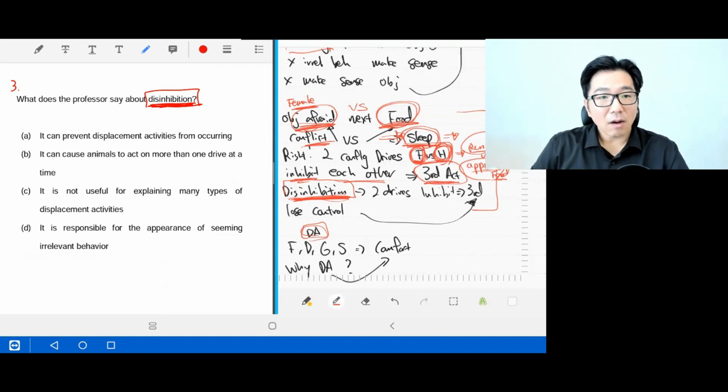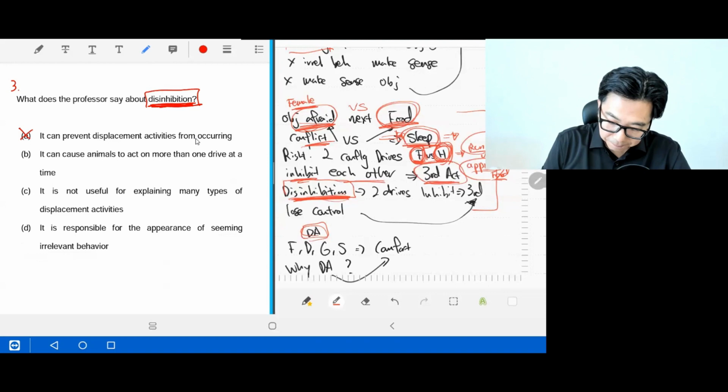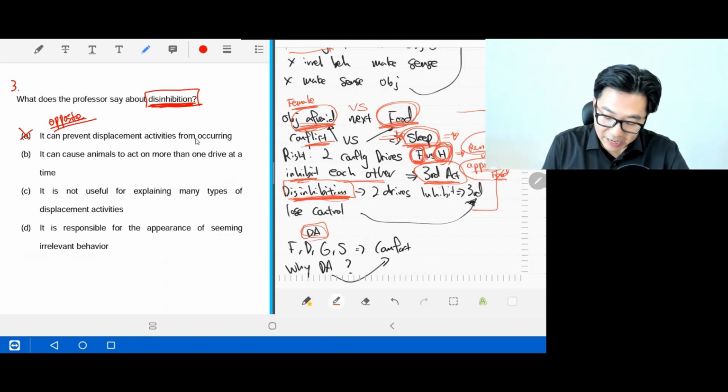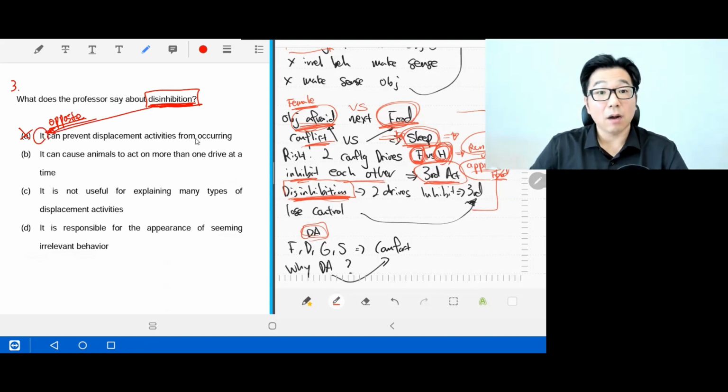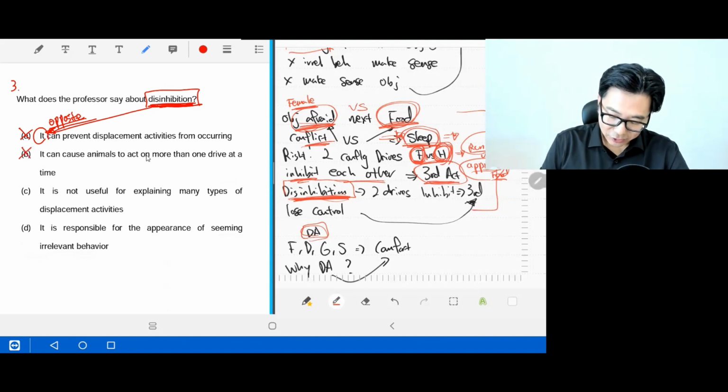Okay. All right. So A, it can prevent displacement activities from occurring. This is exactly opposite. Okay. All right. It failed to prevent. This is the opposite of the answer. B, it can cause the animal to act on more than one drive at a time. Yeah, it's not mentioned.